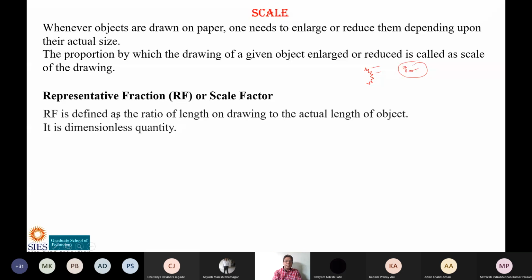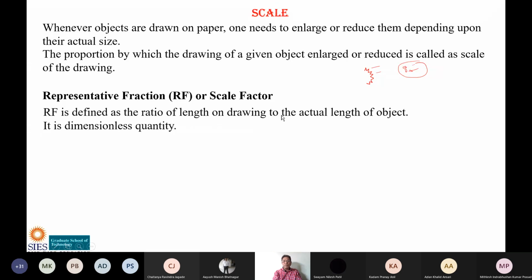And it is defined as the ratio of length on drawing to the actual length of object. So length on drawing, I will write it here. Length on drawing to the actual length of object. That is called representative fraction. So when the units of numerator and denominator are the same, we can call it a dimensionless quantity. I will talk more on this.